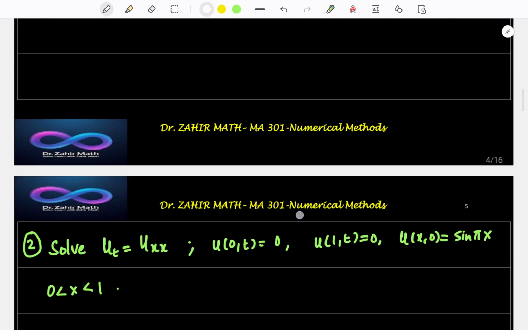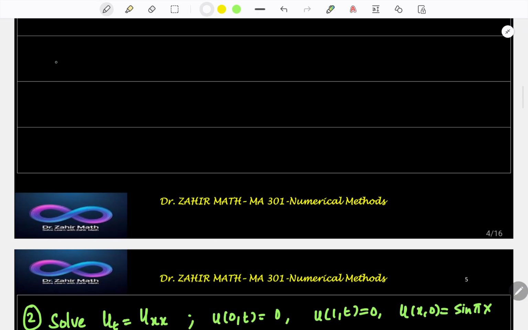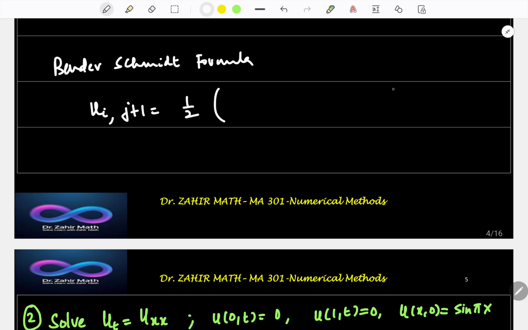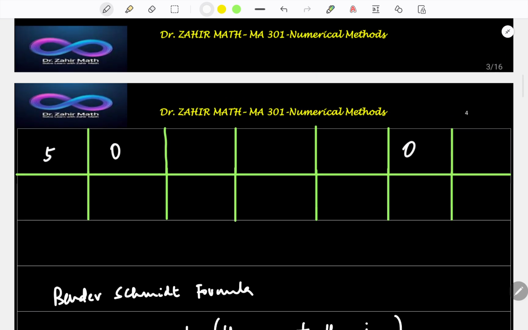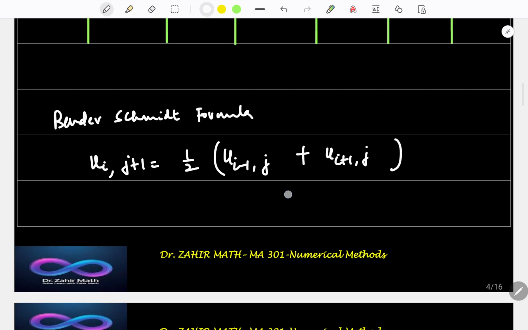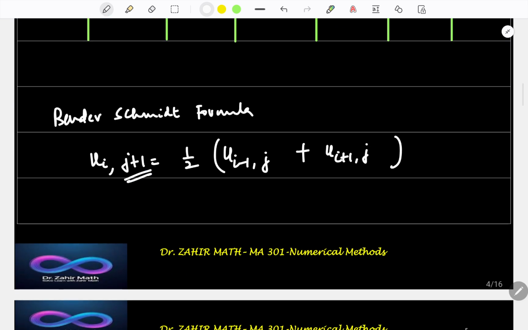Bender-Schmidt formula. So what is Bender-Schmidt formula? In the exam, you have to write this formula. Keep in your mind. Bender-Schmidt formula is given by u i comma j plus 1 is equal to 1 by 2 bracket open. Two values which is on the left and the right. What is on the left? u i minus 1 comma j. What is on the right? u i plus 1 comma j. Right? But one step above because j plus 1 is on the up.